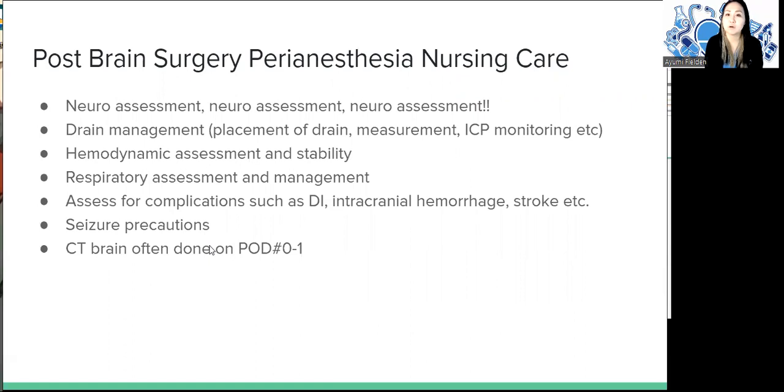Seizure precautions are important too. Anytime you touch a tissue, like with a pancreas transplant, your pancreas is going to get irritated, right? Because we touched it. They're going to have pancreatitis after surgery. Brain, same thing. If you touch the brain, it gets irritated and wants to try to have seizures. So seizure precautions are important, and often they are on antiepileptic medication post-op. A CT of the brain is often done on post-op day 0 and 1, so make sure you look at the order from the neurosurgeon.